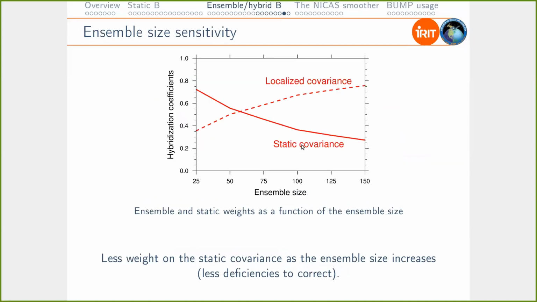And the second example is the variations of the hybrid coefficients with the ensemble size. And as you can see, the weight on the static covariance will decrease when we increase the sample size, and the weight on the localized term, so the ensemble term, will increase with the ensemble size, because we are more and more confident in the ensemble term when the ensemble size increases. So it's basically what we expect.